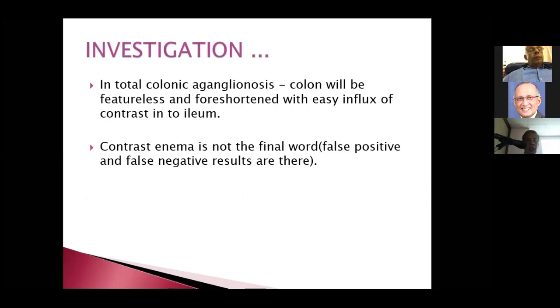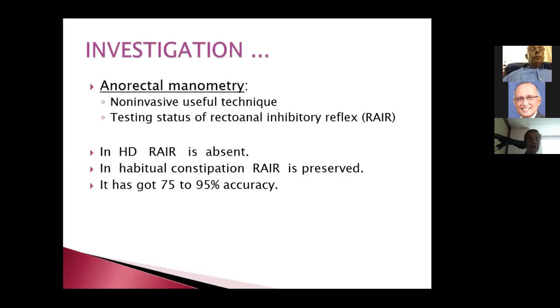In total colonic aganglionosis, the colon will be featureless and foreshortened, and you'll see that barium is entering the ileum. Contrast enema has false positivity and false negativity, so specificity and sensitivity are not 100%. There is only a 75 to 80% chance of diagnosing Hirschsprung's disease by contrast enema alone.